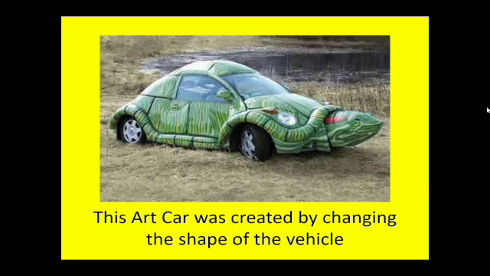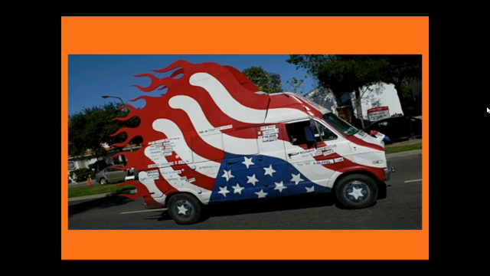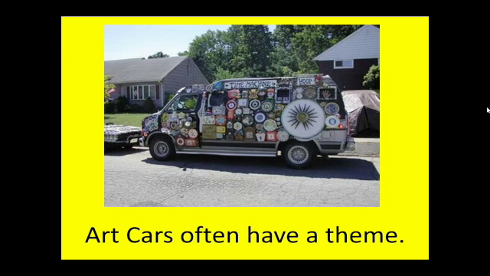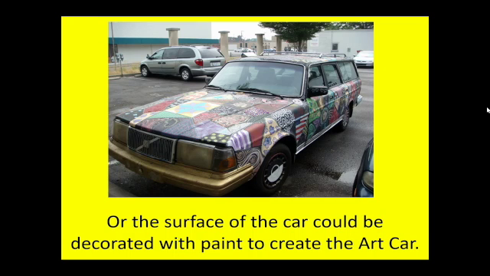This art car was created by changing the shape of the vehicle. That is another way to create an art car. Here's another example. Art cars often have a theme, meaning they have one common idea, like the time machine covered in clocks. Or the surface of the car could be decorated with paint to create the art car.